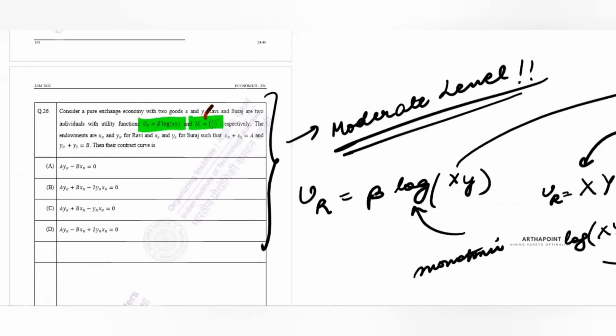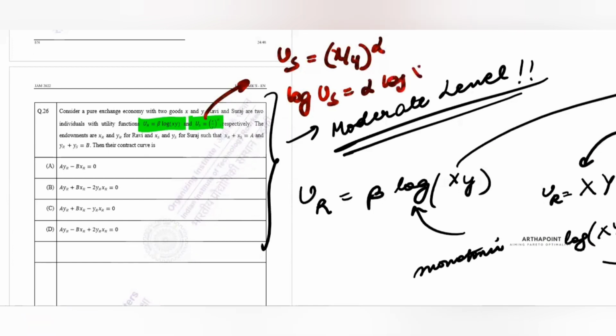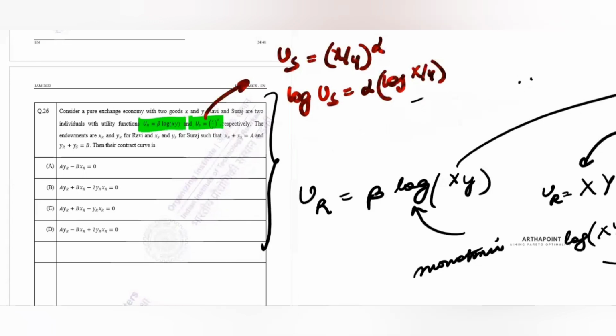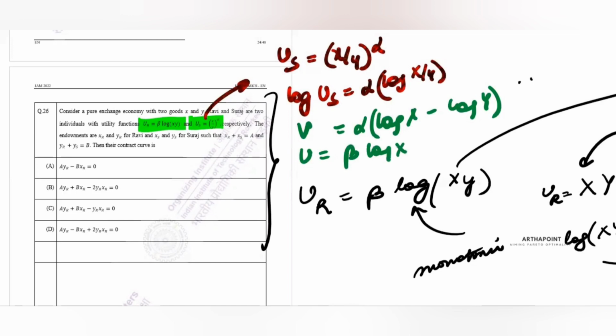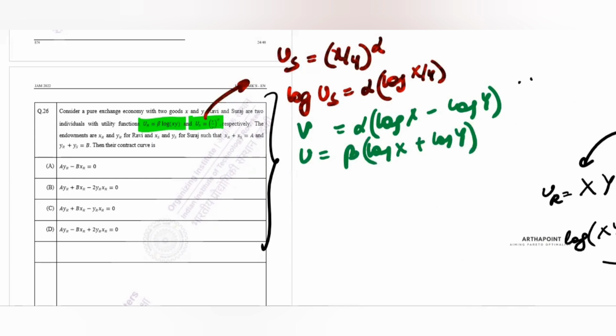The other thing that you could have done is take a monotonic transformation here also. So, if u of s is x by y to the power alpha, how about saying log u of s is alpha log x by y? And how about writing this as alpha log x minus log y? So one of the functions is this and the other function is beta log x plus log y. So you have two utility functions like this. And how about solving these two utility functions, right?